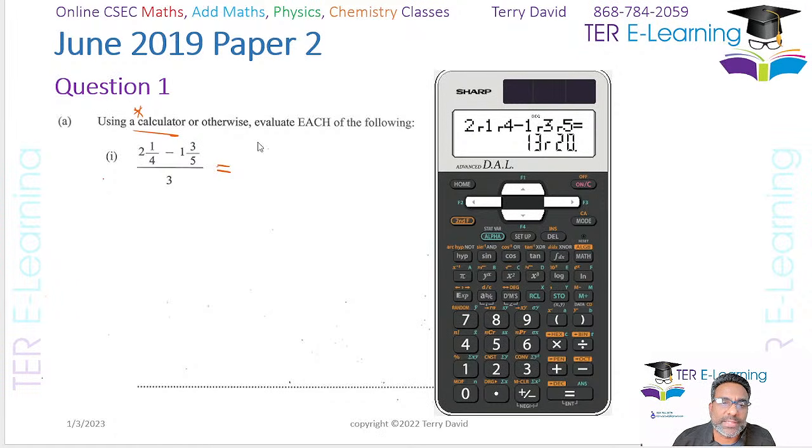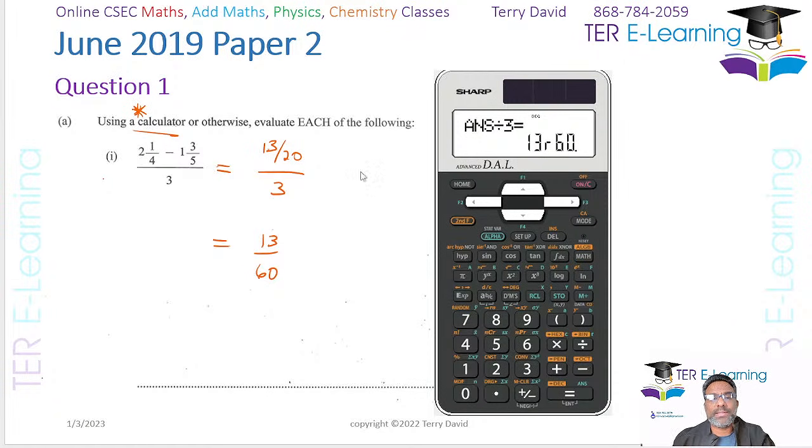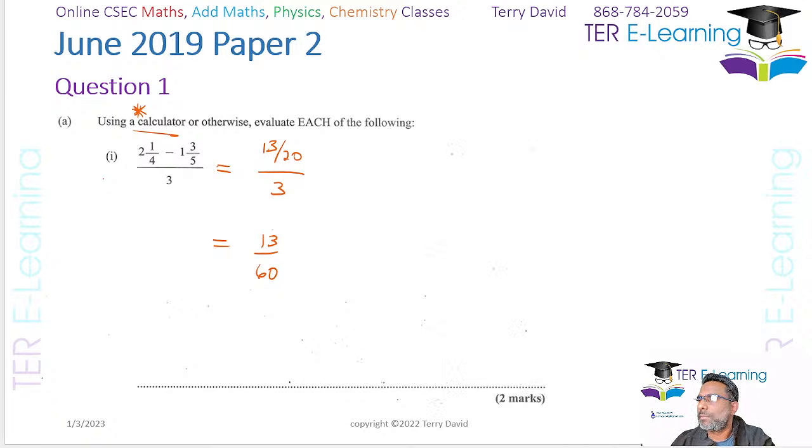So that's our numerator. So this here is 13/20, and you're dividing that by 3. We already have that information in the calculator, so we're just going to divide that by 3, and you're going to get 13/60. I'm telling you that you should use a calculator because it's a paper 2 and you can use a calculator for that part of the question. So that's part A.